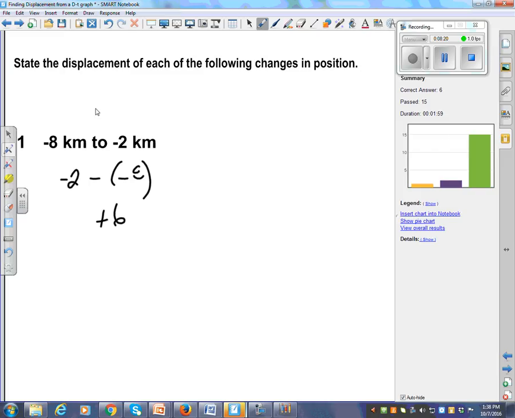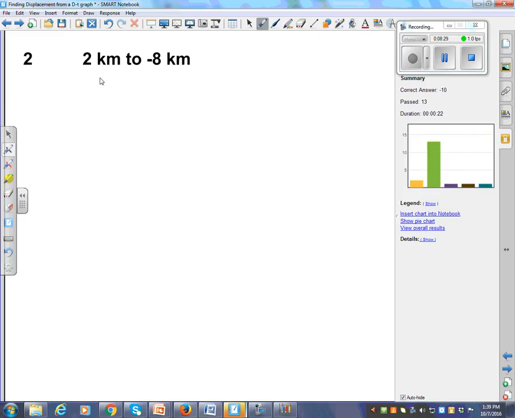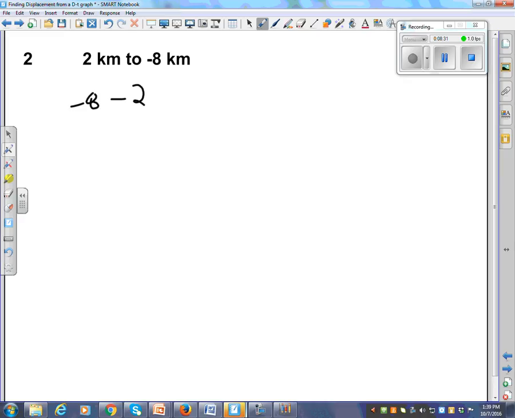Final minus initial. The second one, subtract the first one. Minus 2 minus 8. It's plus 6. 2 to minus 8. Minus 8 minus 2, which is minus 10.